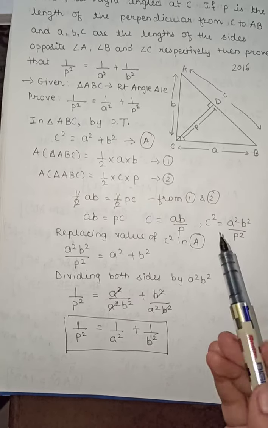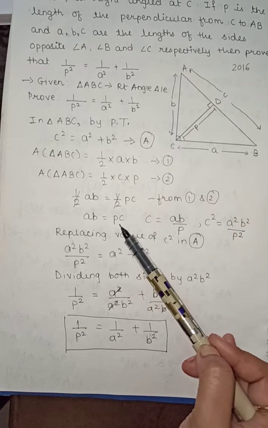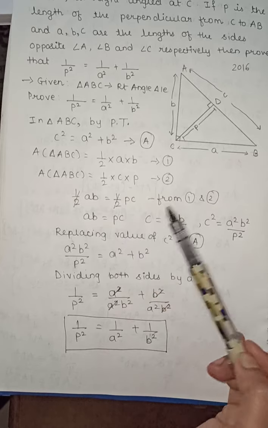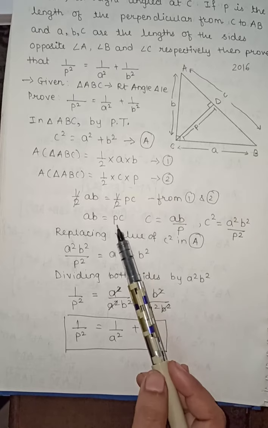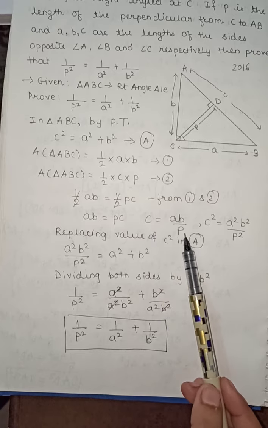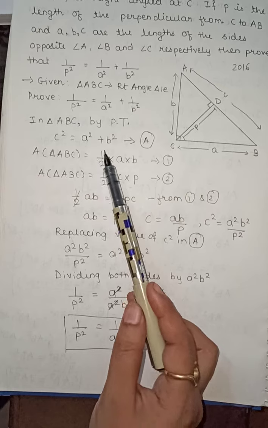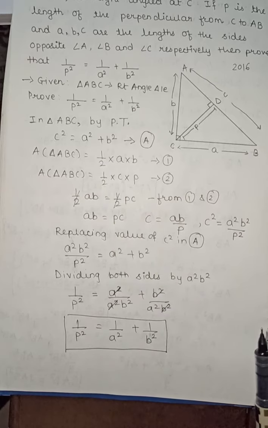Very easy. Just we have applied the Pythagoras in the outer triangle, and then we have obtained one relation between all the four sides by taking the areas of the triangle. Yes, the area of the same triangle but with two different bases. Now since the areas are of the same triangle, I have just equated them, and hence I have obtained the relation C is equal to AB by P. And since I want C square, I have taken square and then I have replaced that in the equation A, and just by simplification I have obtained the required proof.